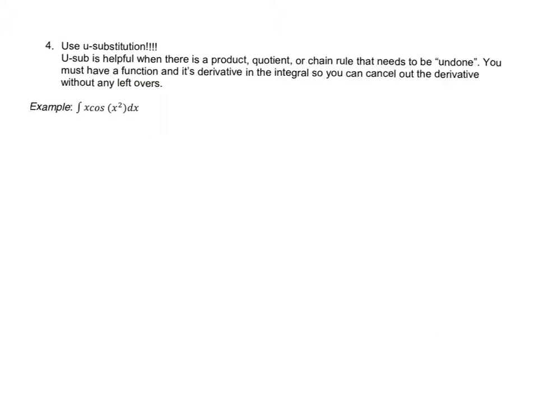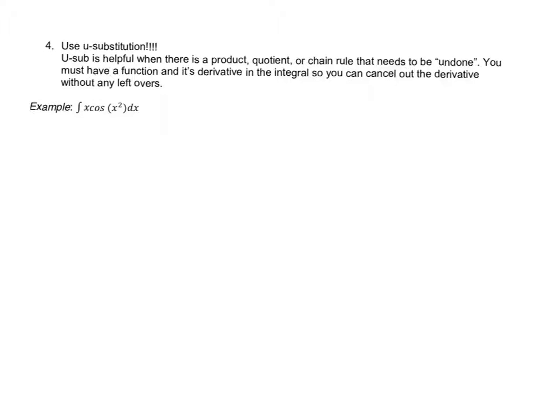The fourth technique is everyone's favorite. It's U substitution. I like to say it's like getting rid of a quotient or a product or a chain rule that needs to be undone, because it's when a function and its derivative are in the integral, so you can cancel out the derivative without any leftovers. But it's also really noticeable when you have things that are a product in general. So for example, the integral of x times cosine x squared dx, if you notice, if I take the derivative of x squared, I get 2x. And I have an x in my problem that I would need to get rid of.